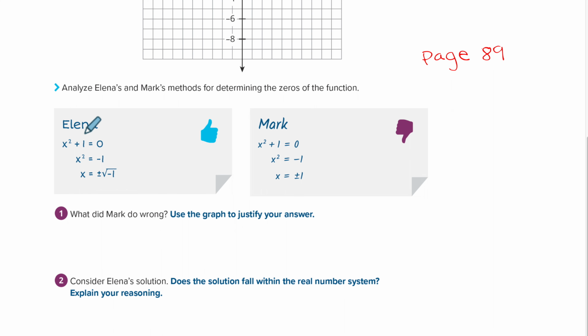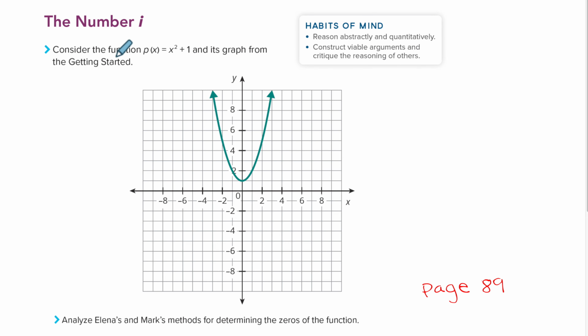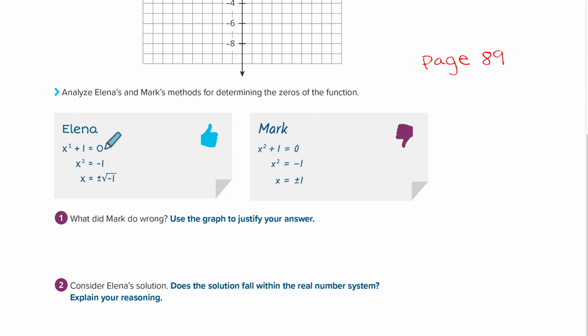If you notice what Elena did right here, she said x squared plus 1 equals 0. That's how we start, right? When we find the zeros, we set this equal to 0. So we put the function equal to 0. Elena did minus 1, minus 1. Got it. Took a square root. Did plus or minus square root of -1. Now, a long time ago, you learned about square roots. And having square roots of negatives, that's bad news, right? All right, let's look at Mark, and we'll come back to that.